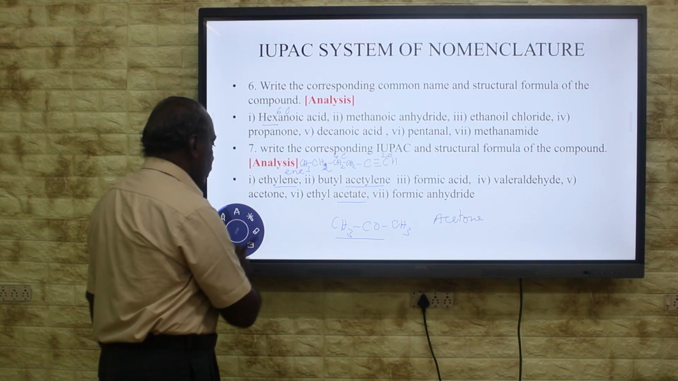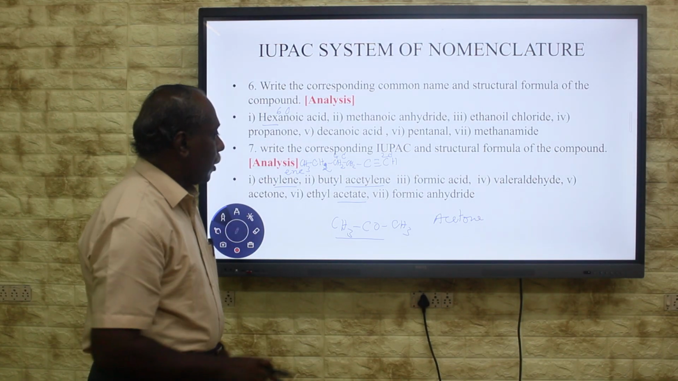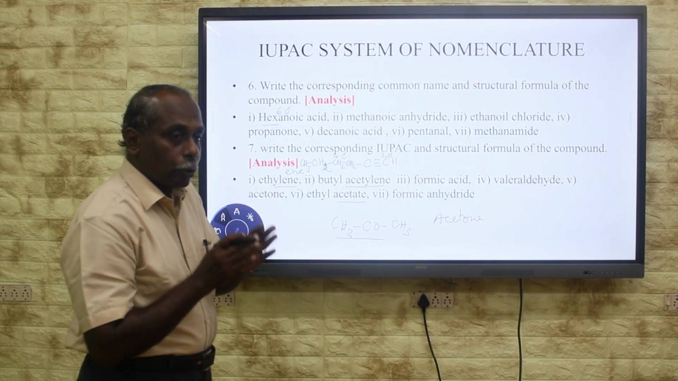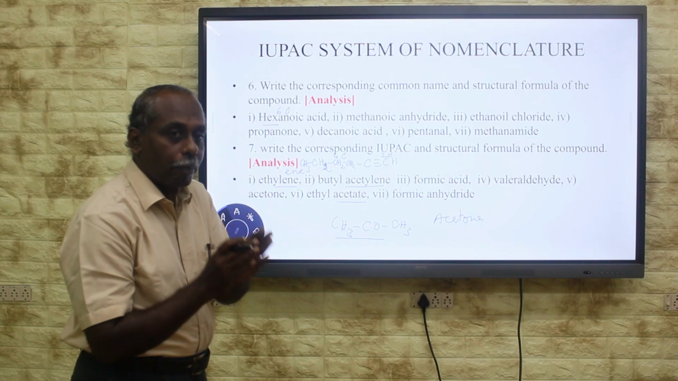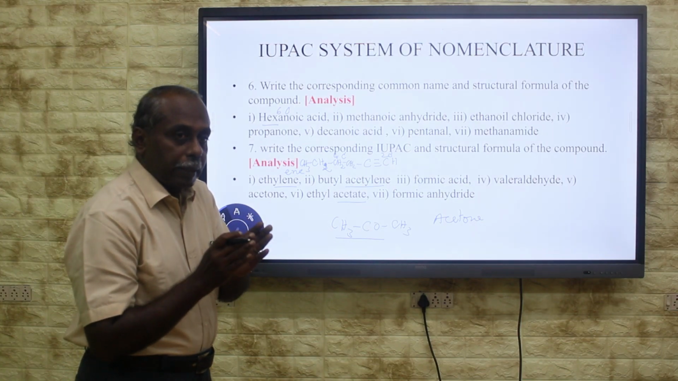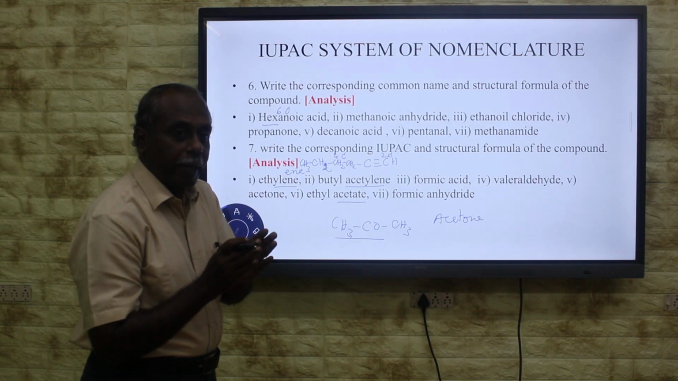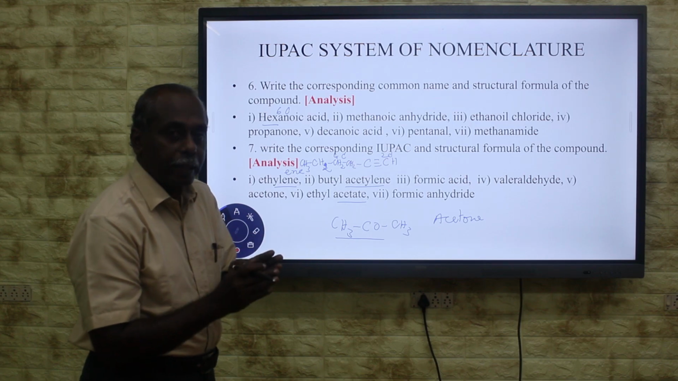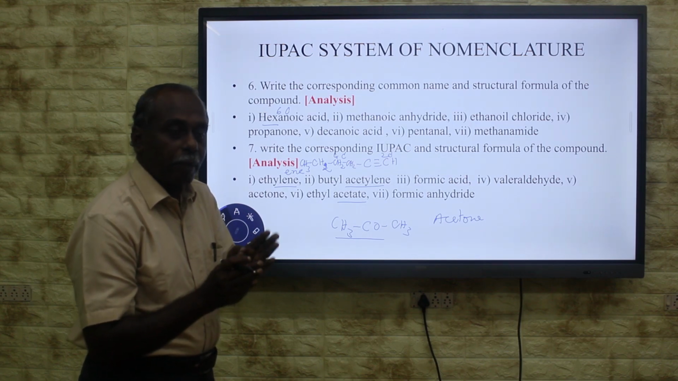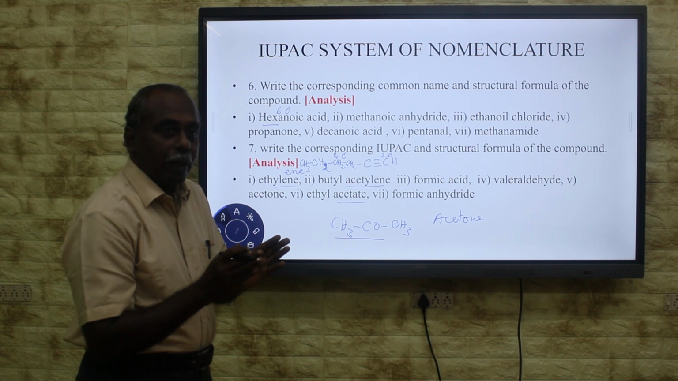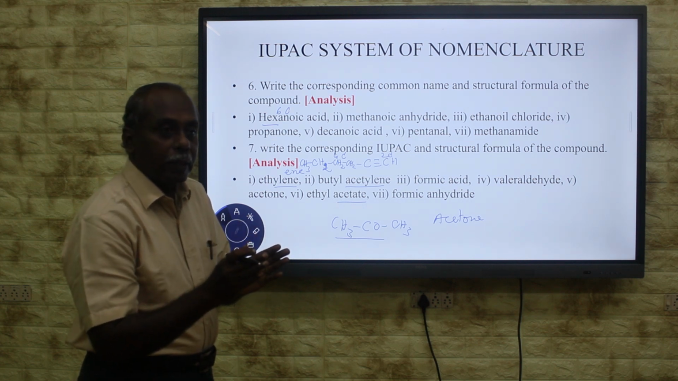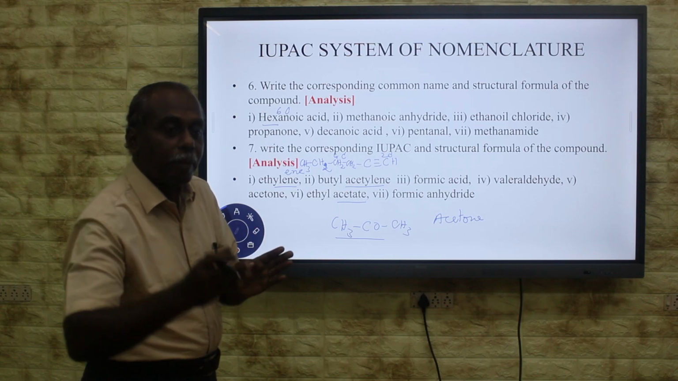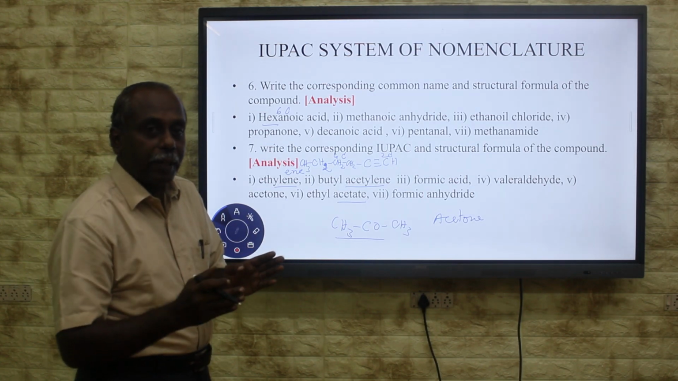Then formic anhydride is methanoic anhydride. In that way, given the common name, you write the IUPAC name of the compound. Therefore, you should know the concept, then apply the concept. Keep this idea in your mind, then apply those things. In that way, you can write either the IUPAC name or the trivial name from the molecular structural formula, or if a name is given, you can write the other one. For example, if the IUPAC name is given, you can write the trivial name as well as the structural formula. That is the way. Thank you.